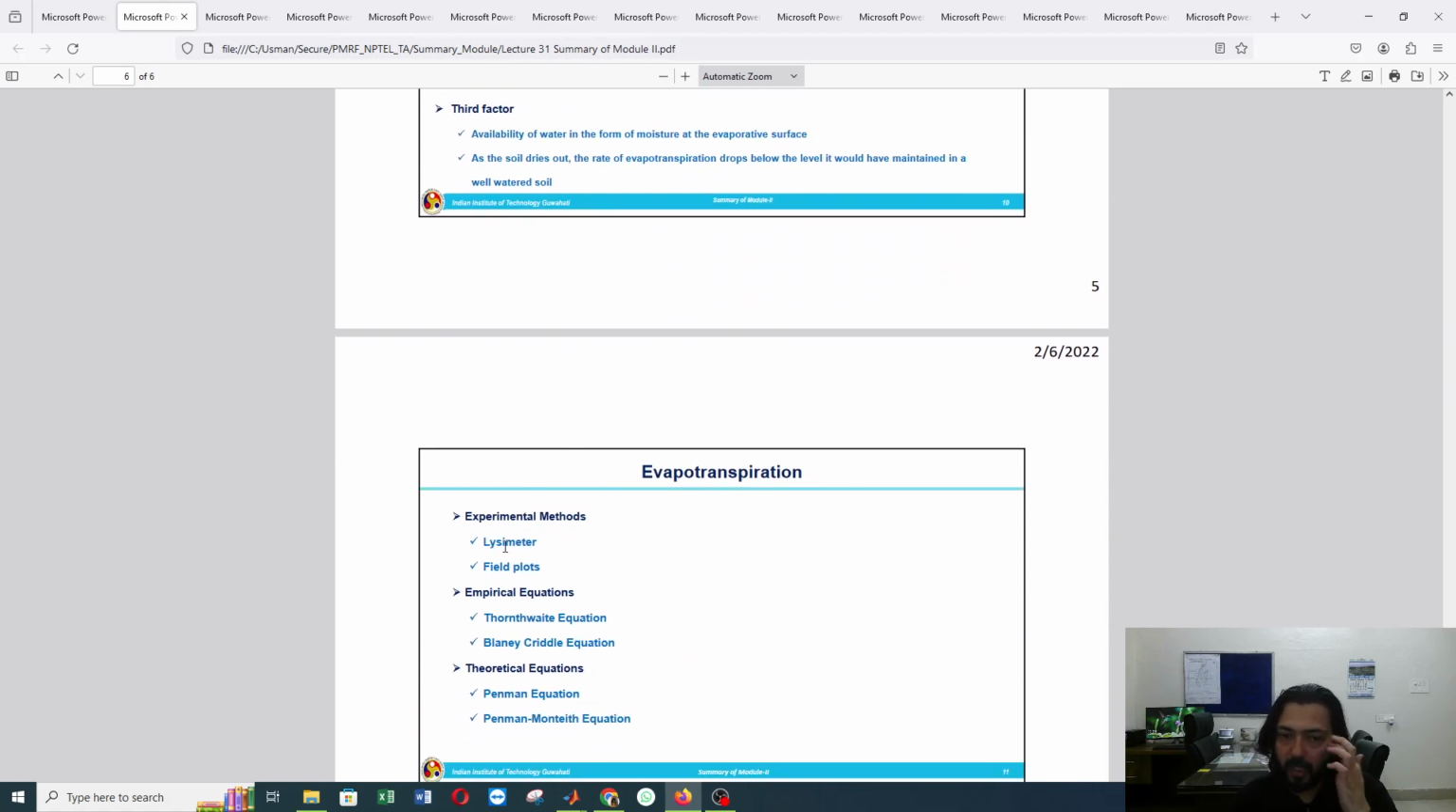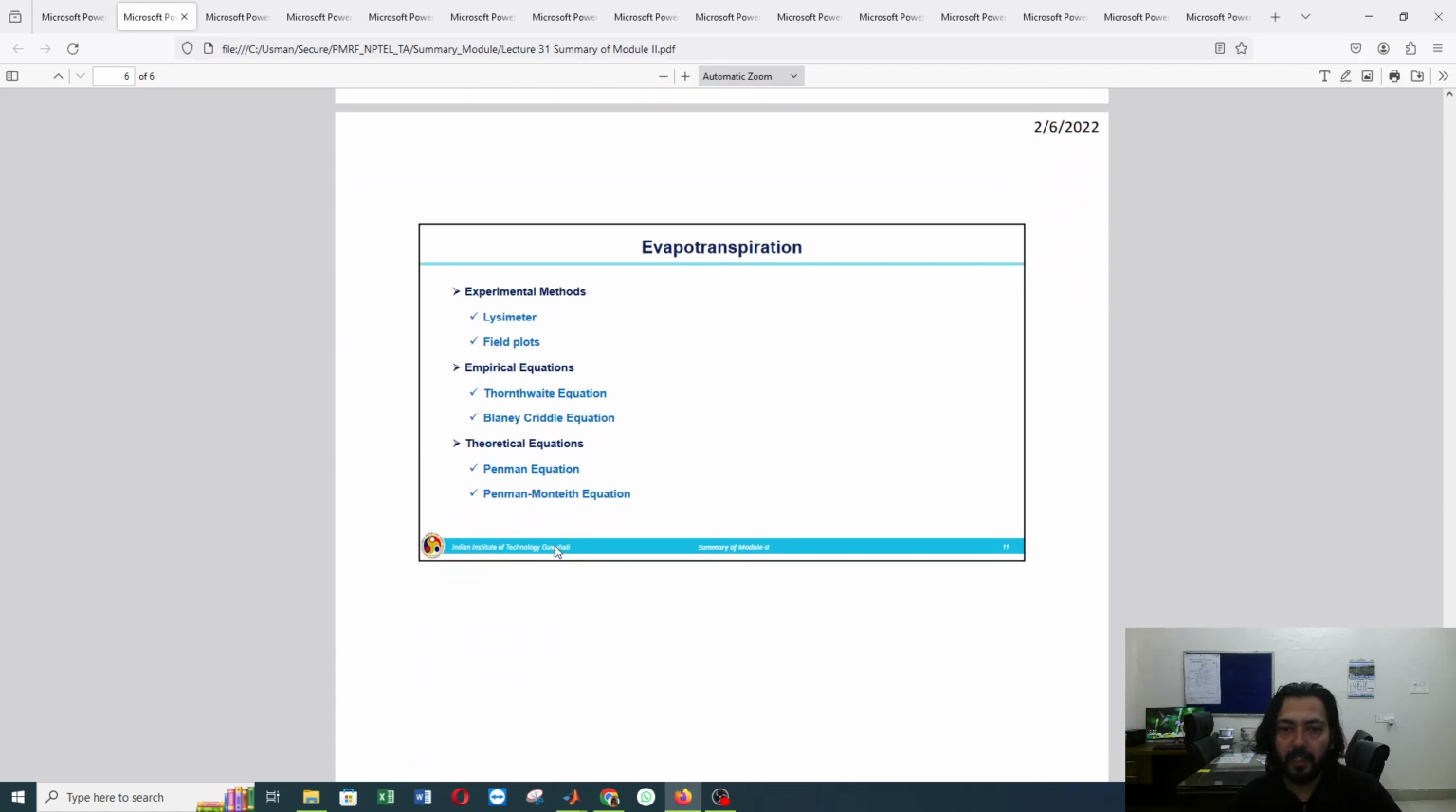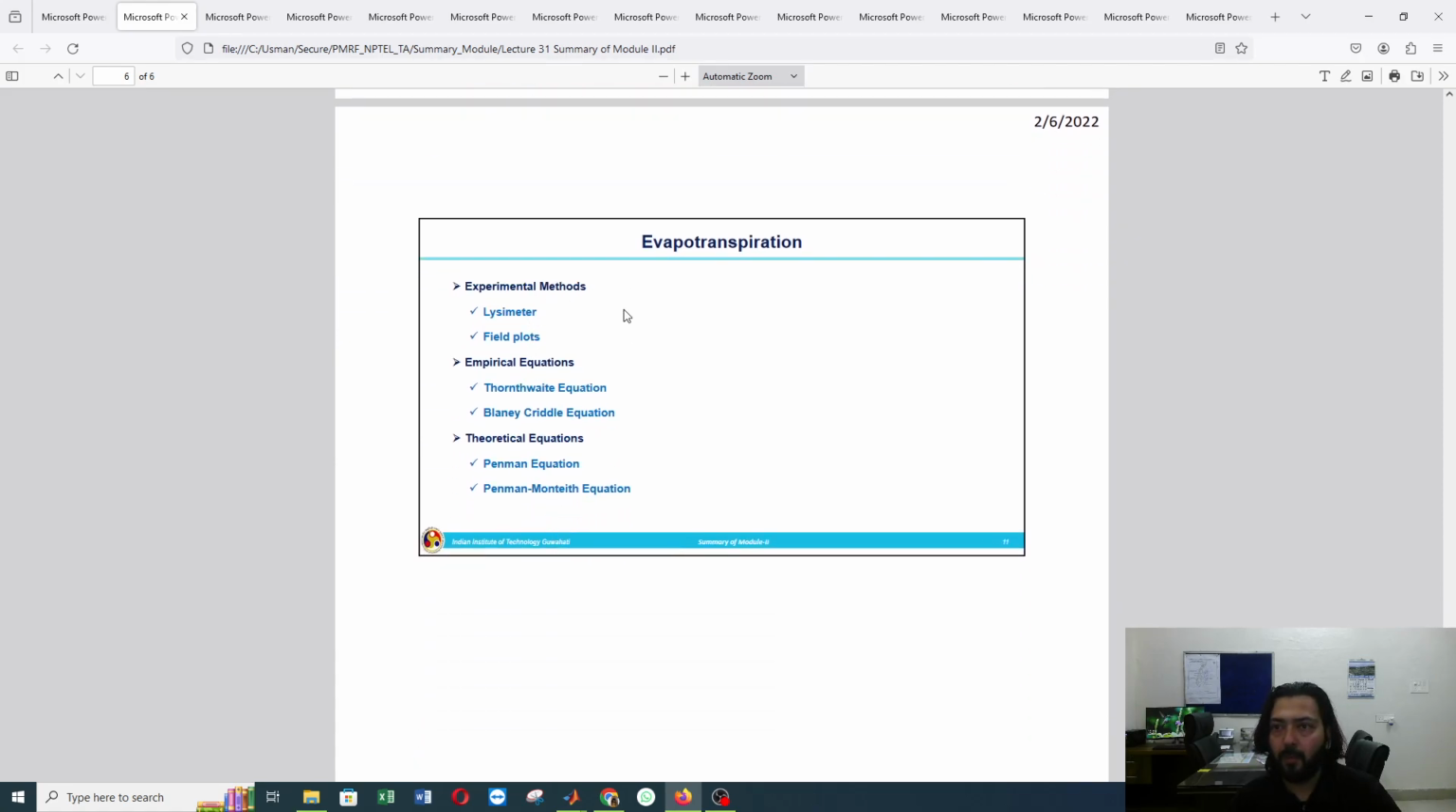So again we talked about the lysimeter, which is one of the instruments used to measure evapotranspiration. We have covered how it works. It is nothing but a watertight tank in which we add water by weight or in terms of volume, and we measure how much water is lost or used, and that will give us the evapotranspiration rate.